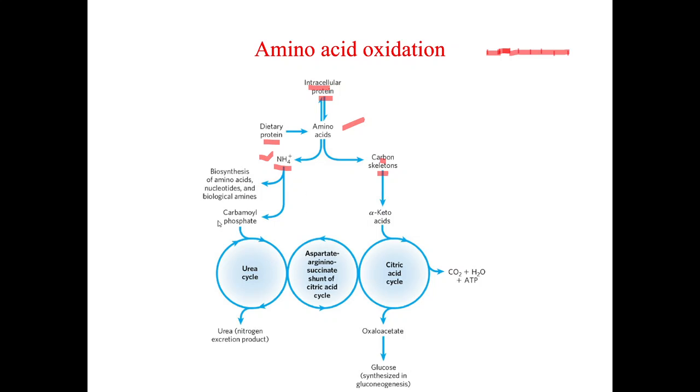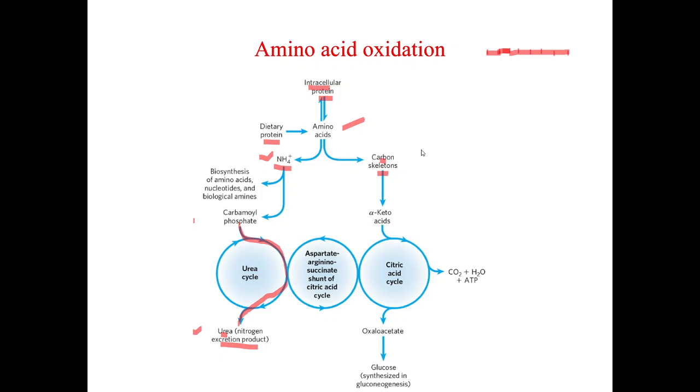In order to get rid of this ammonia, we have carbamyl phosphate. Carbamyl phosphate can be formed from this ammonia, and it enters the urea cycle, and ultimately urea is produced. Urea is a nitrogen excretion product. So this is one fate of the amino group.